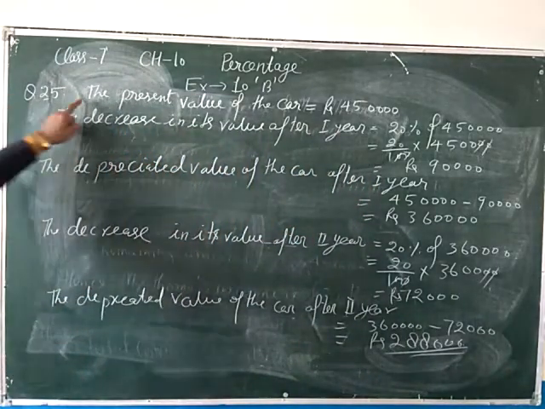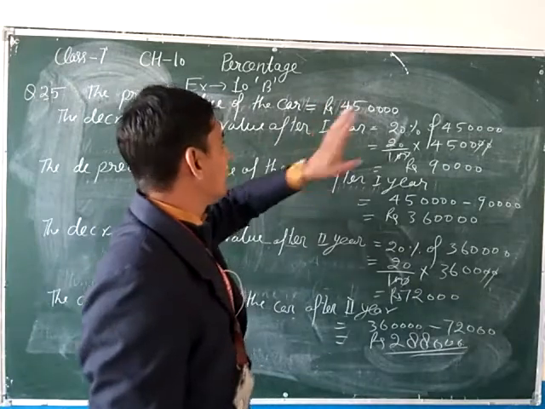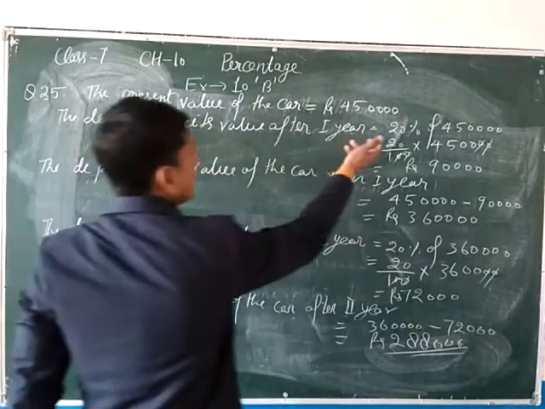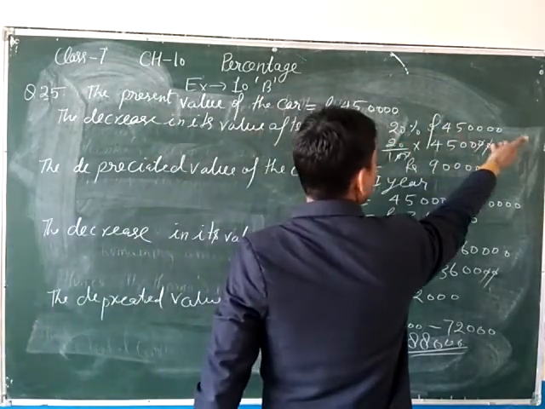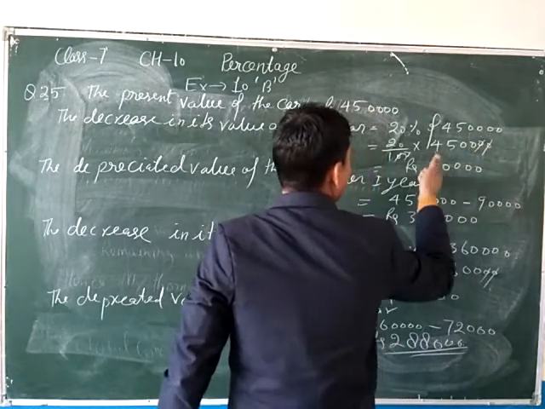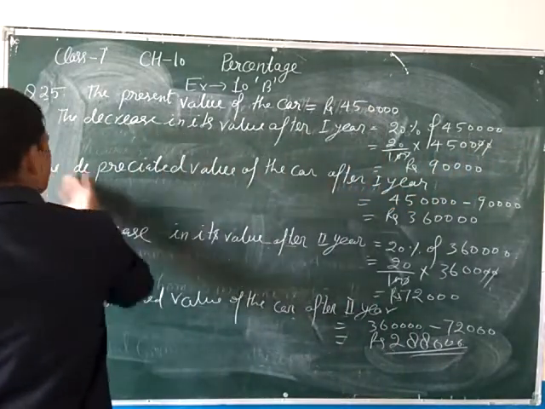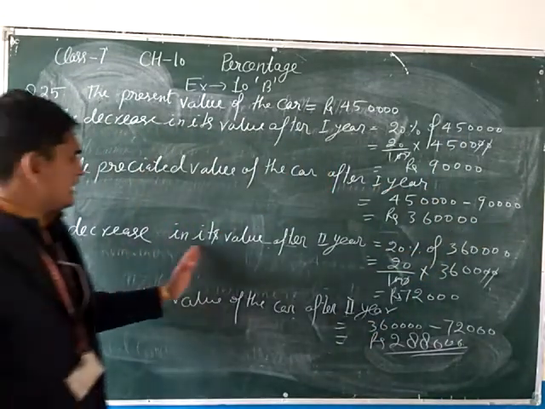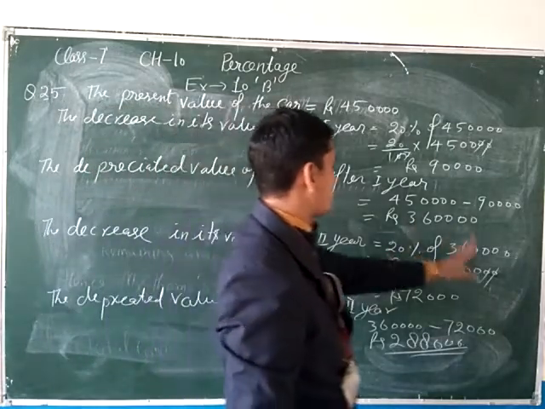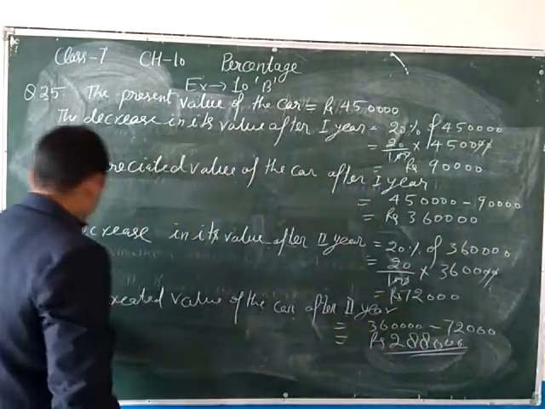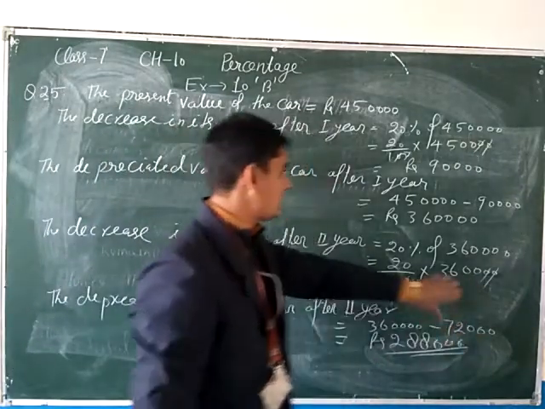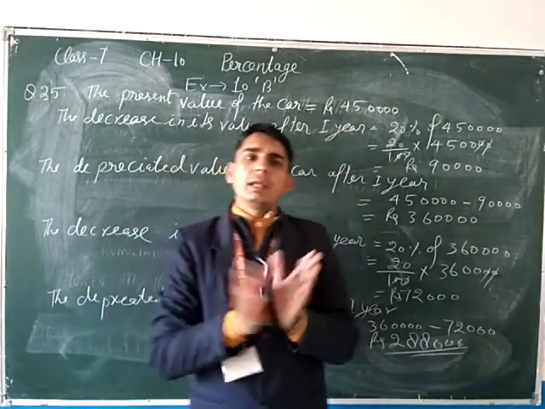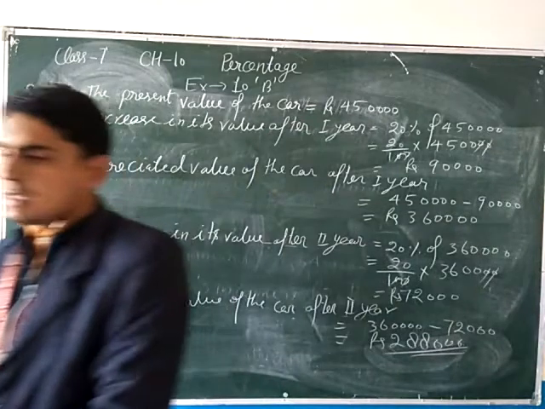Again, see, the present value of the car is given how much? 4,50,000. So the decrease in its value after first year is 20% of 4,50,000, so the answer is 90,000. Minus कर देंगे बेटा, याद रहेगा आपका. Then the decrease in its value after second year is 20% of this, 72,000. Then minus कर देंगे. So this is the required answer. Okay बेटा, means after 2 years जो कार की वैल्यू होगी वो 2,88,000 होगी. Clear बेटा? Everyone clear? Now see the next question of this exercise.